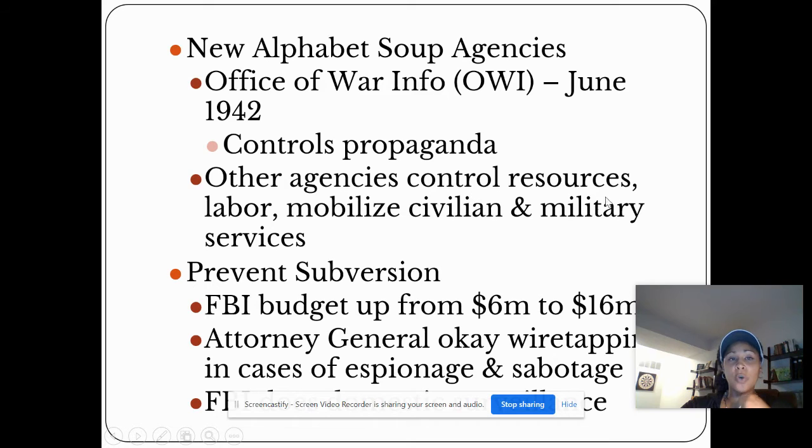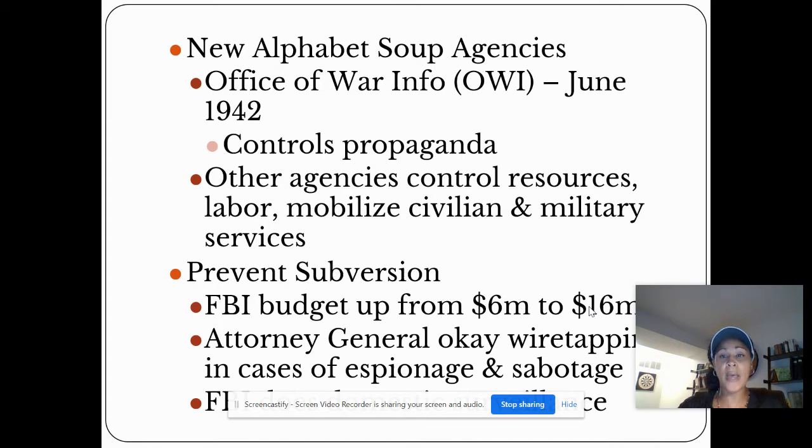Other agencies control resources, labor, mobilize civilians, and military services. So you can see the FBI budget will go up from 6 million to 16 million. World War II is a war that was fought with many spies. So that's kind of the reason why this budget is going up. We're trying to figure out who we can trust, who's in our country getting our information, working with our engineers or chemists, trying to find out what we're doing, and then sending information back to other countries. So we are definitely concerned.